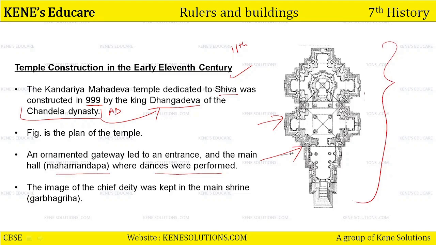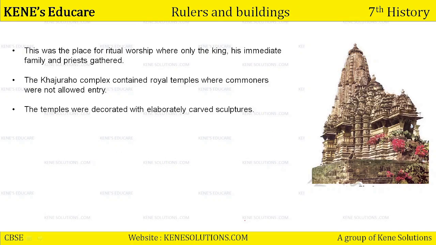And another feature, the image of the chief deity was kept in the main shrine, which we call Garbhagriha. Okay, sanctum sanctorum, where the image of the main deity is kept. This is known as Garbhagriha. This was the place for ritual worship, where only the king and his immediate family and priests gathered. Okay, the Khajuraho complex contained royal temples where commoners were not allowed entry.